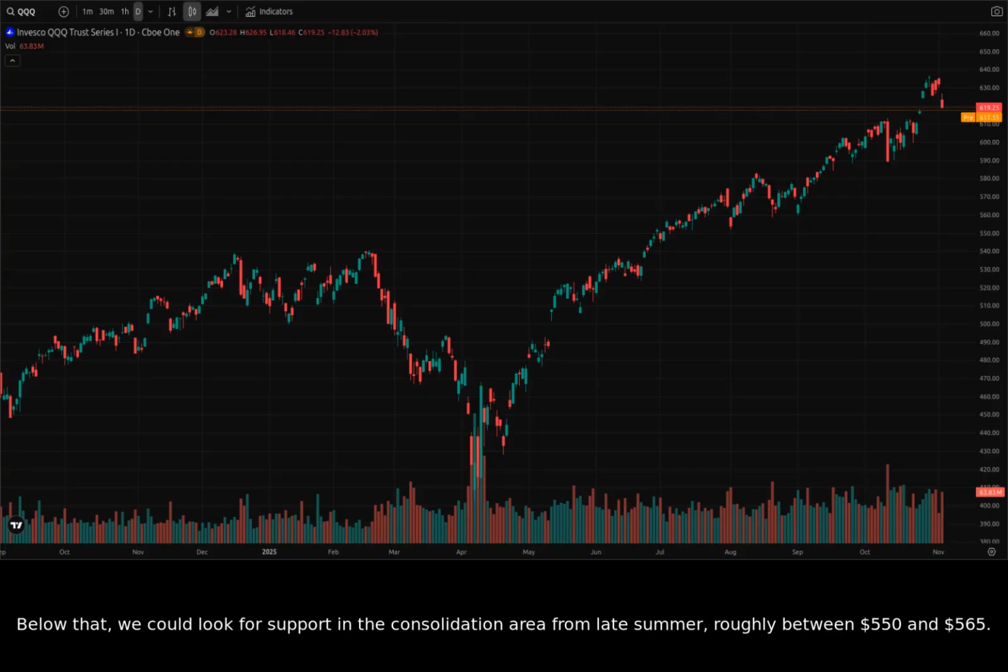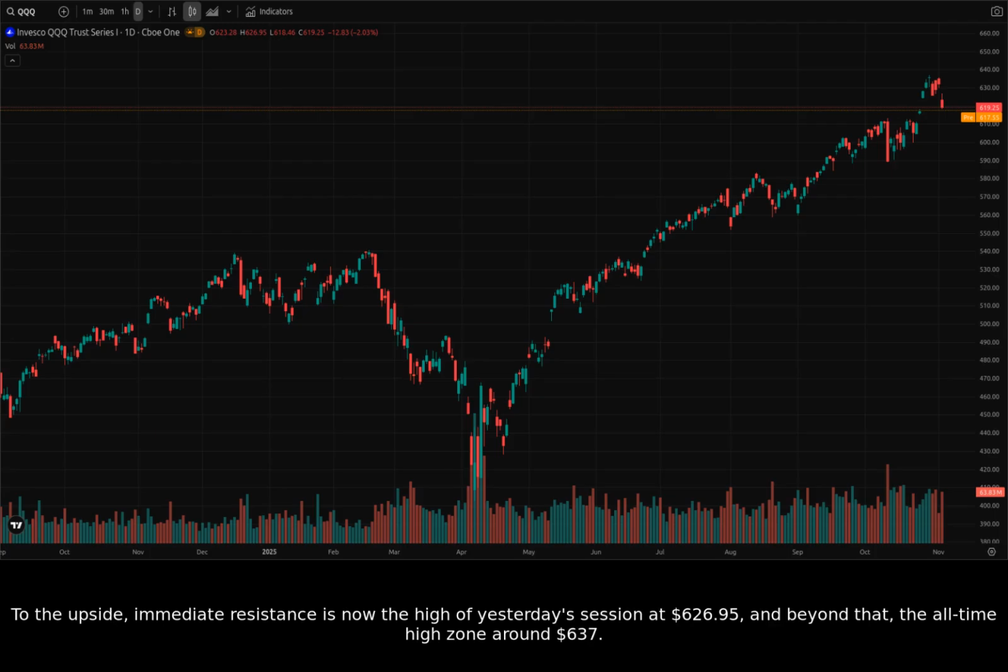Below that, we could look for support in the consolidation area from late summer, roughly between $550 and $565. To the upside, immediate resistance is now the high of yesterday's session at $626.95, and beyond that, the all-time high zone around $637.